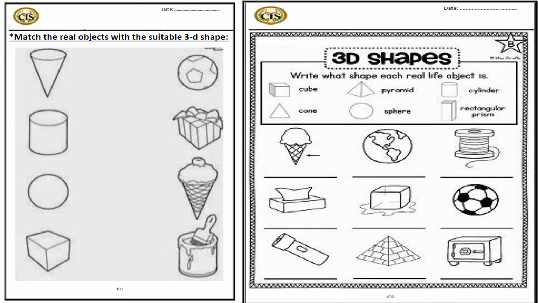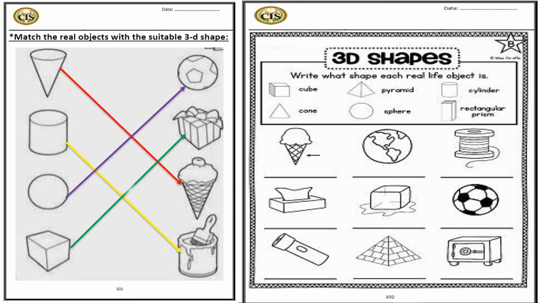Match the real objects with the suitable 3D shape. First shape, cone, we matched with the third photo. Second shape, cylinder, with the fourth photo. Then we have cylinder, which photo do we want to match it with? The first photo. The last shape, cube, you will match it with the second photo. Then write what shape each real life object is.